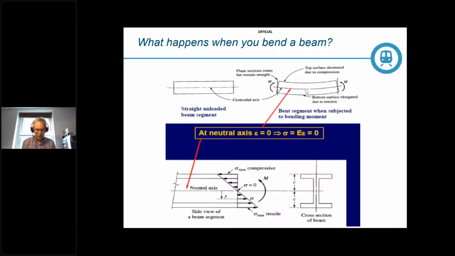If you plot the change in stress across the section, which is the bottom left diagram, it will be seen that the maximum stresses are in the extreme fibers furthest from the neutral axis. And that's really important when we consider the stress in a rail section.